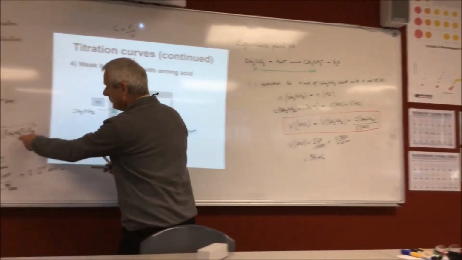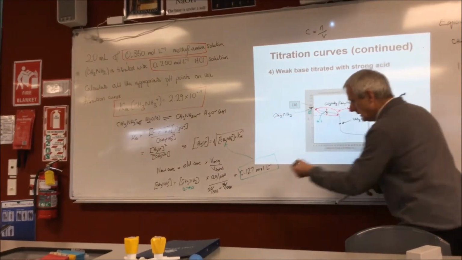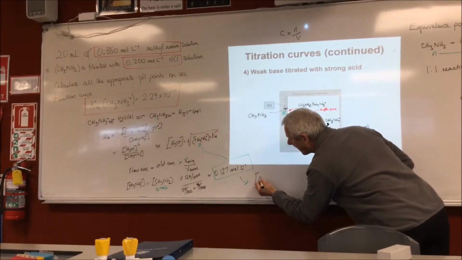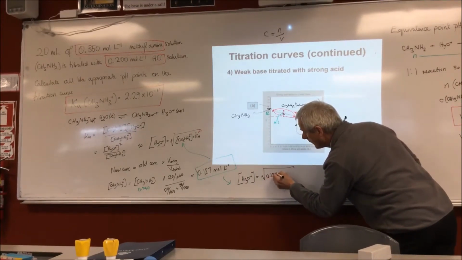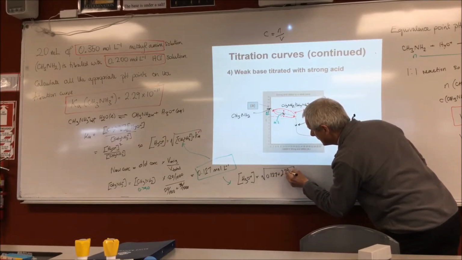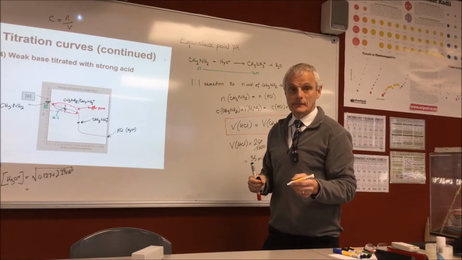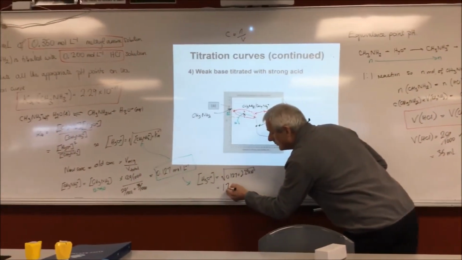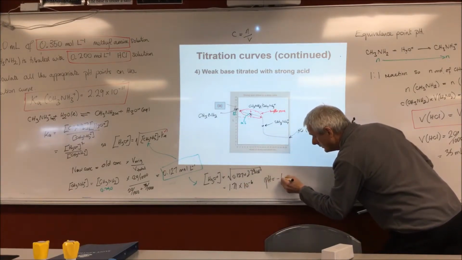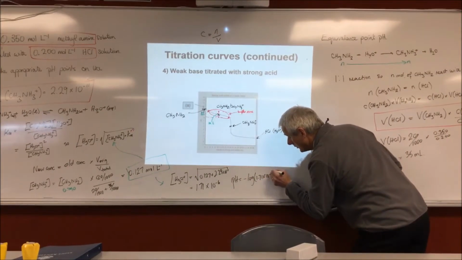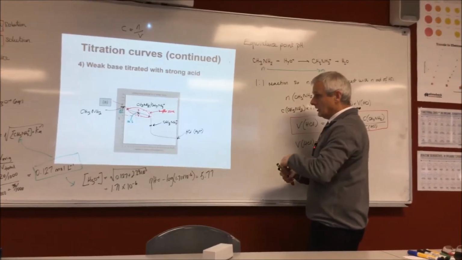So we can now substitute that into here. So the concentration of H3O+ is 1.71 times 10 to the minus 6, and so the pH is 5.77. Okay, so that's the equivalence point.